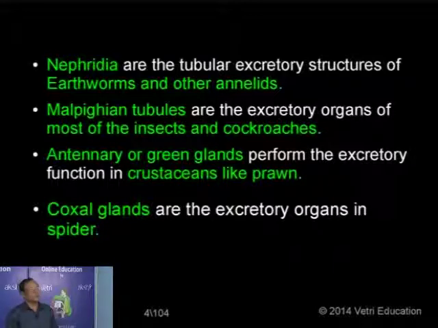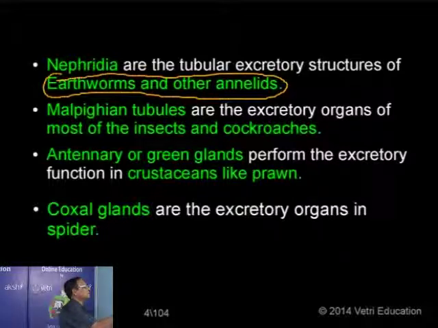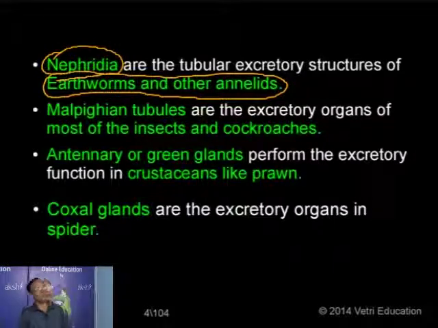Now let's see something about other excretory organs in different groups of animals. As we studied in the general characteristics of annelids, nephridia are the organs of excretion found in earthworms and other annelids. They are paired structures present in almost all the segments except the first and the last, and also in the clitellar segments somehow. So these are the organs of excretion in earthworms and other annelids.